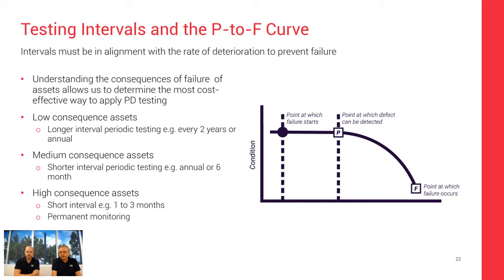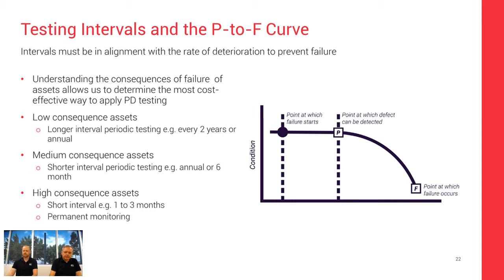So for low consequence assets, maybe once every year or once every 2 years. Medium consequence, you halve that, coming down to every year or every 6 months. For high consequence assets, maybe you're looking at every 1 to 3 months, or permanent monitoring. So at EA here in Australia, we're doing permanent monitoring for people. We're also doing testing in certain critical assets where people have known defects, and we're testing them every month, so that we can get the best warning of failure.